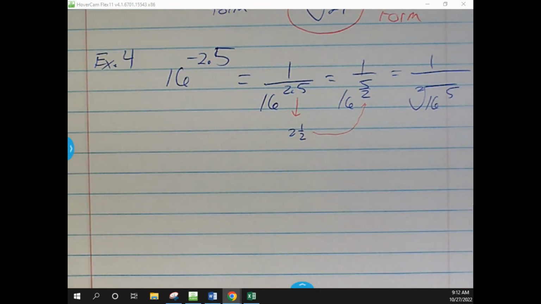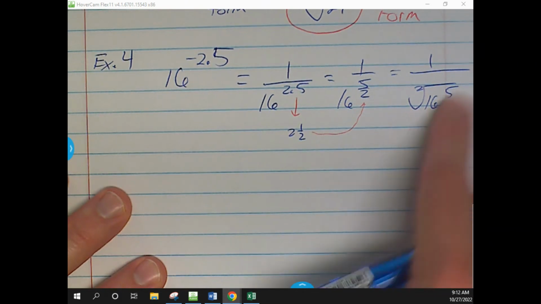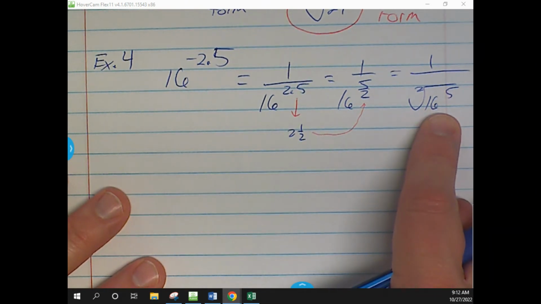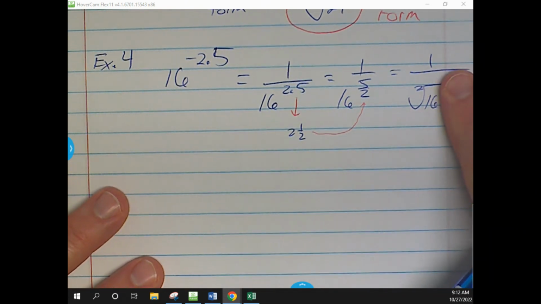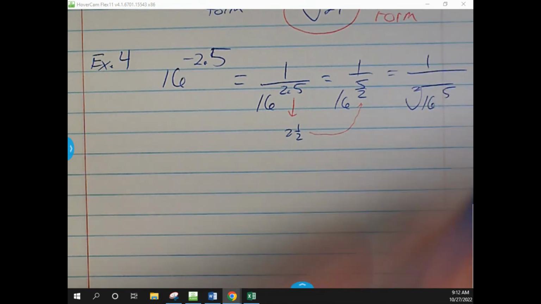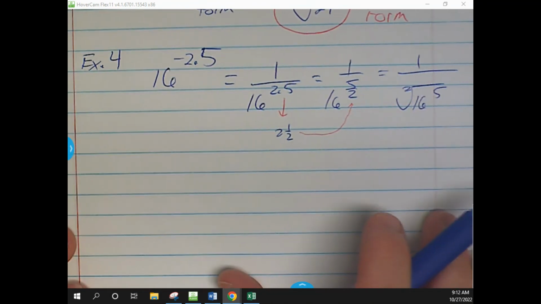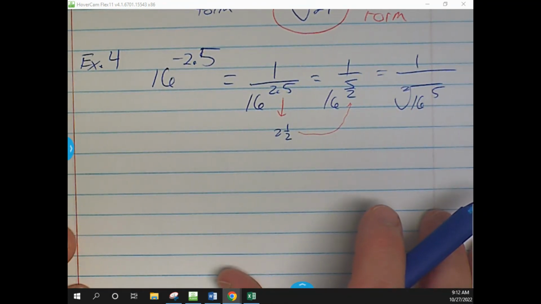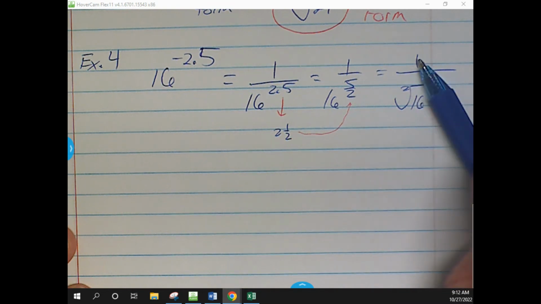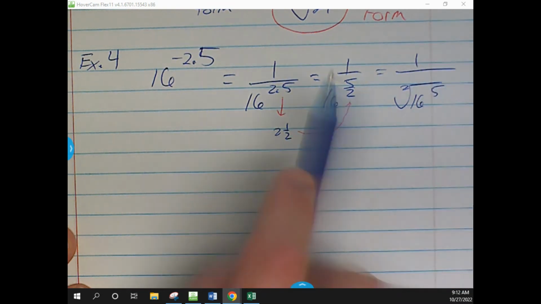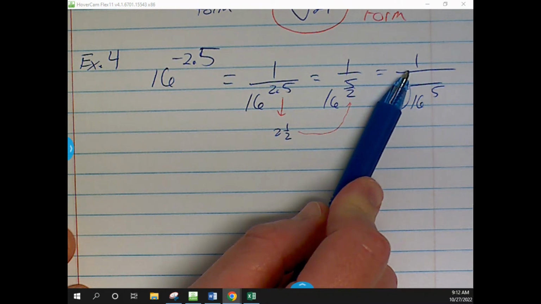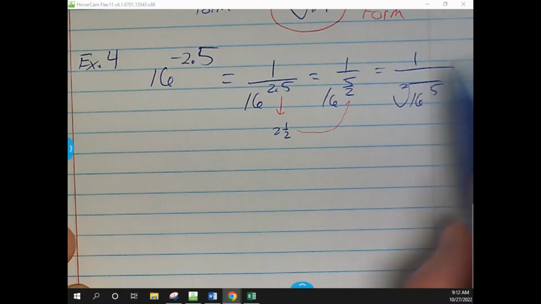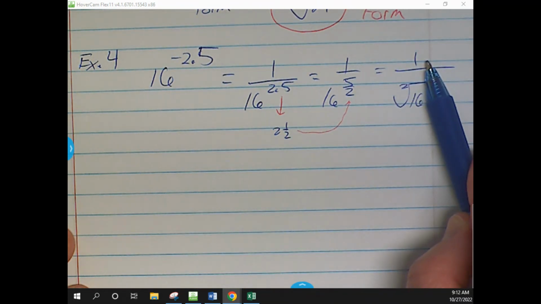Now, here's 2 questions. Does anybody know what 16 to the 5th power is? Off the top of your head. Does anybody know what the square root of 16 is? That's 4, right? So if you have some numbers and you look at this, you've got 2 options. I can either do the square root of 16 first, or I can do 16 to the 5th power first. I'm going square root of 16, right? Because I can figure out square root of 16 is just 4.